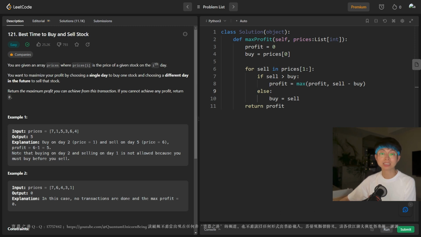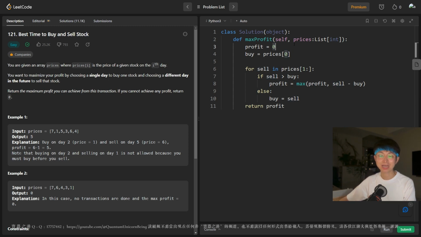If sell is not greater than buy, it means that the current selling price is not profitable. In such cases, the code updates the buying price buy to the current selling price, as we may potentially find a lower buying price later. After iterating through all the prices, the code returns the maximum profit that has been calculated. So that sums up the algorithm and the logic behind the code.